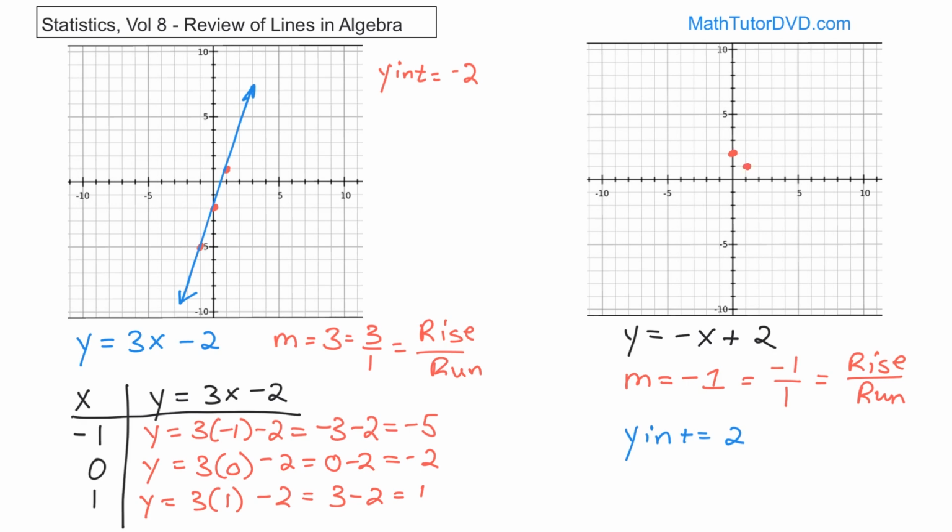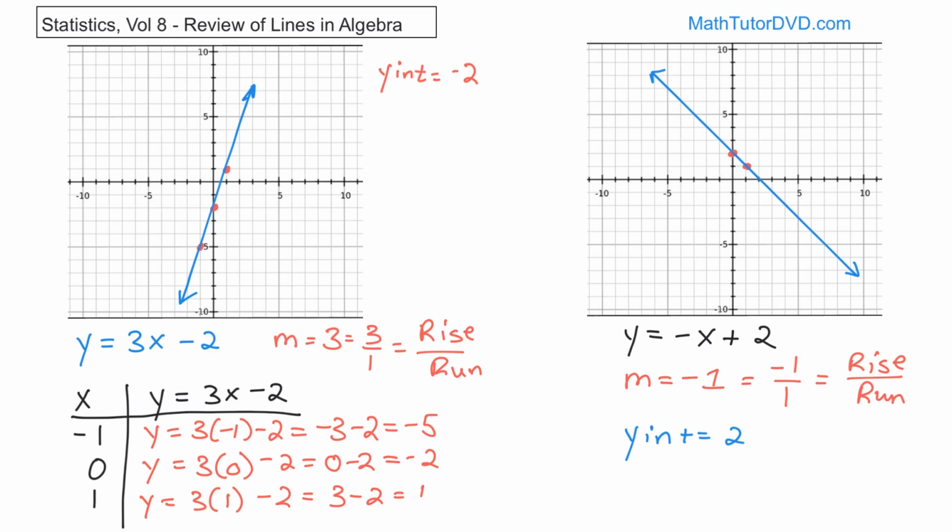And now we have enough information. We don't need any more points to draw a line. We can just draw a line through these two. You can get more if you like, that's totally no problem. But that's how you draw that line. And you see, you don't have to get this table of values or calculate all this stuff. All you need to do is look at the y-intercept, stick a dot there, look at the slope. If it's a positive slope, you go up and over. If it's a negative slope, you go down and over.